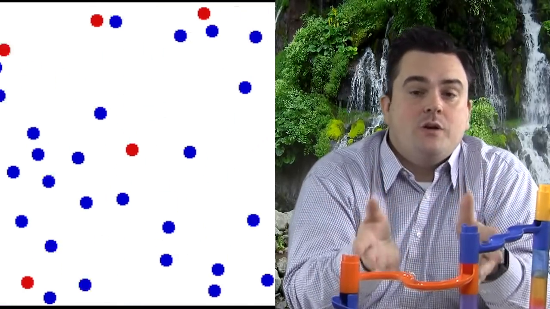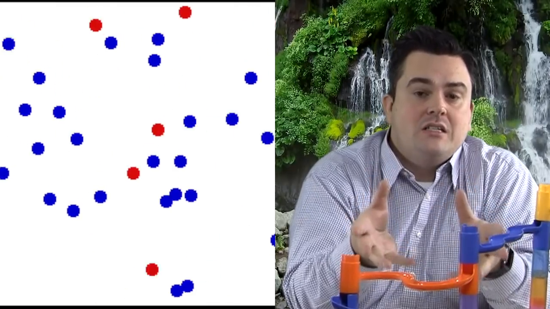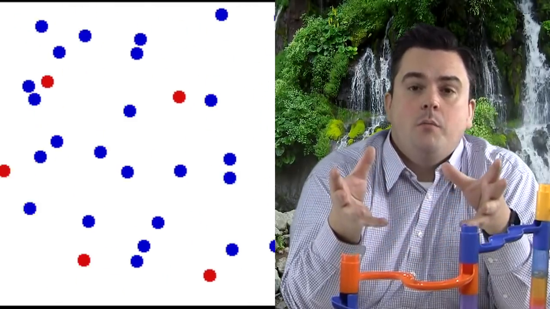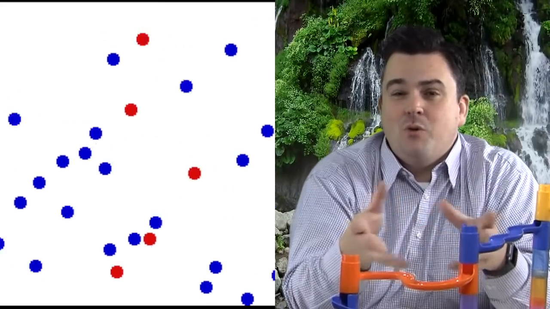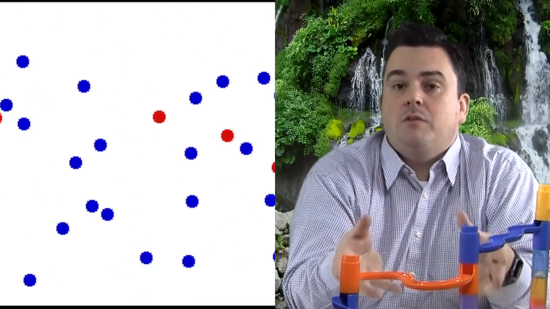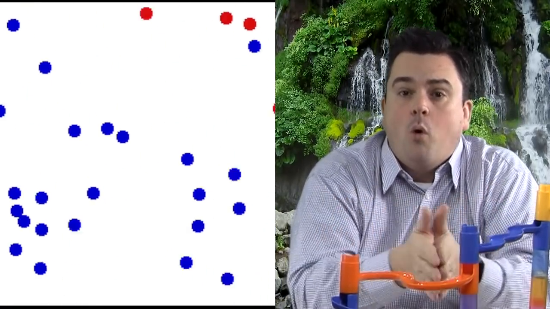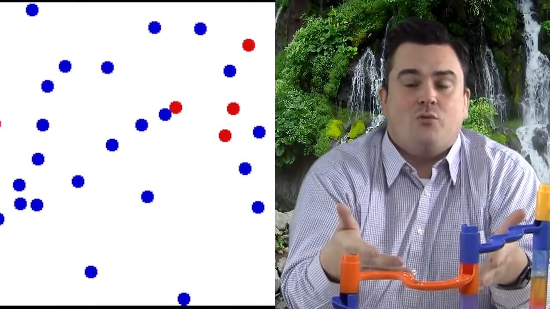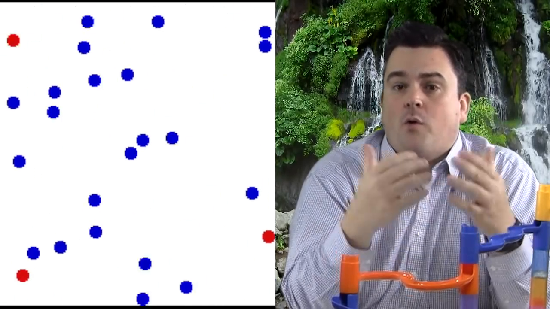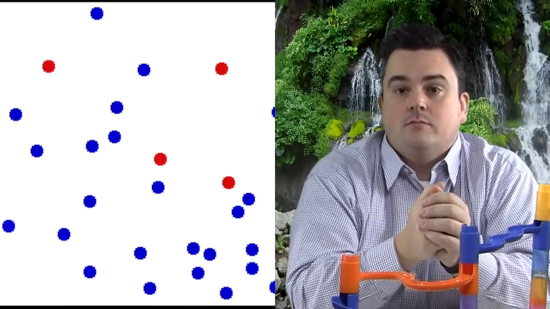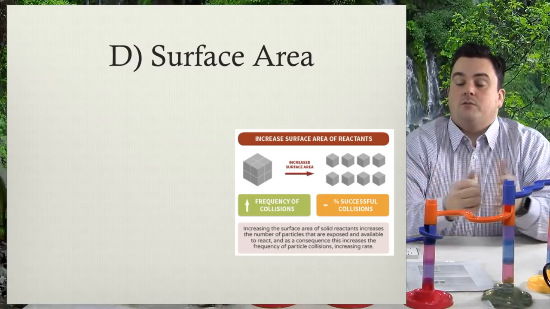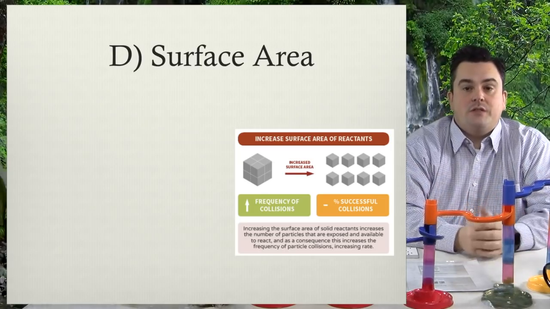So as we increase the temperature, we're increasing that motion, which provides more collisions, and not just more frequent collisions. Because they're moving faster, they're allowed to collide with more energy, which passes that threshold of the minimum requirement for an effective collision. Another factor that affects the rate of a chemical reaction is surface area.